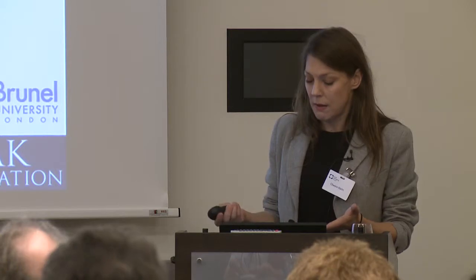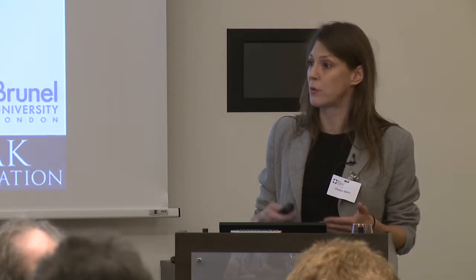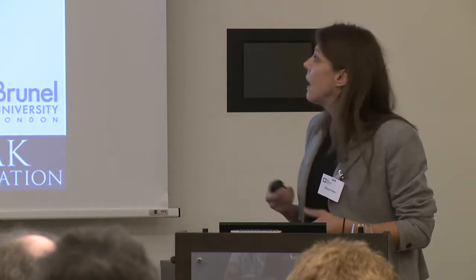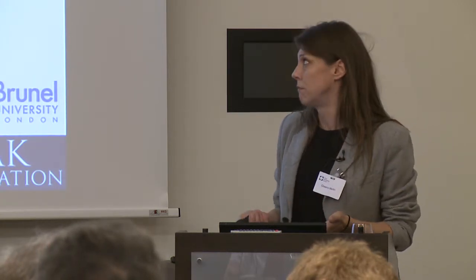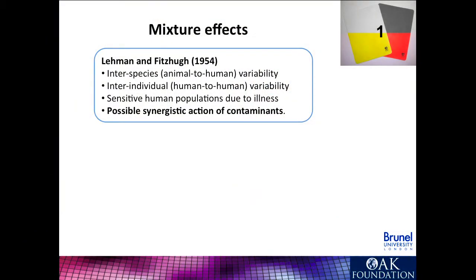So first, the uncertainty factor was introduced when you start deriving safe levels for things that you find in food, like food additives. It was proposed by Lehmann and Fitzhugh in the 50s, and it was meant to account for the fact that you'd have to extrapolate from an animal to a human, and also for the fact that you have wider differences within the human population than you would have in your group of quite homogeneous animals.